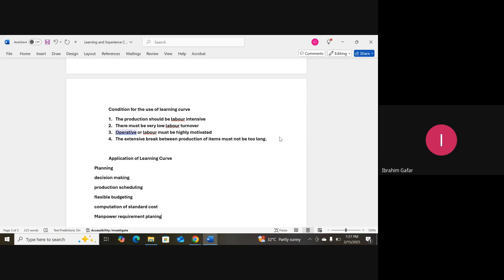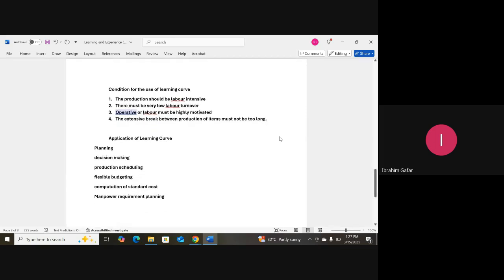So the learning curve is good for planning. The learning curve is good for decision making. So this is the area that you can apply them. It's for production scheduling. You can also apply them in flexible budgeting, in terms of computation of standard costing, and in manpower requirement planning. Are we there? Yes, sir.